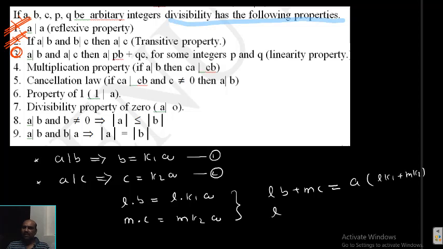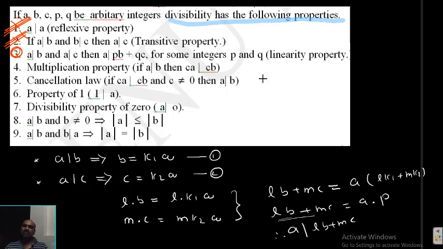What is the meaning of that? Lb plus Mc equal to a into some integer, say P. L is an integer, k1 is an integer, M is an integer, their product and addition is also a new integer, say P. So a into P equals this. What is the meaning of that? This number is divisible by a, or a divides Lb plus Mc. Therefore a divides Lb plus Mc. So this is called linearity property.